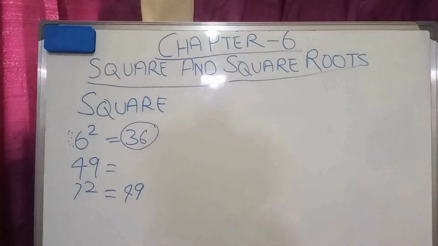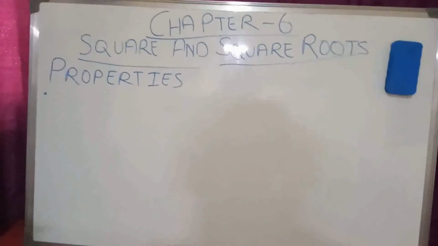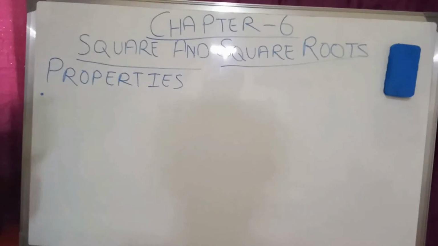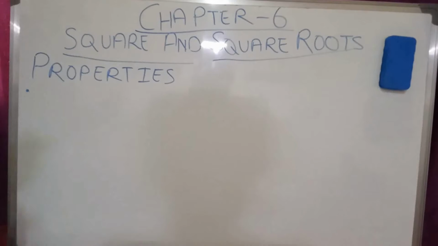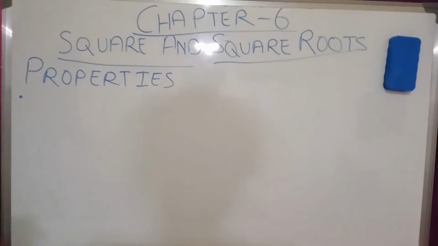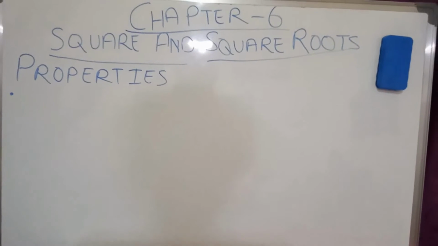Now we will see the properties. So now we have to see the properties of square numbers, which are very important in identifying whether a number is square or not without finding the square root. These are very important even in finding square roots or squares.